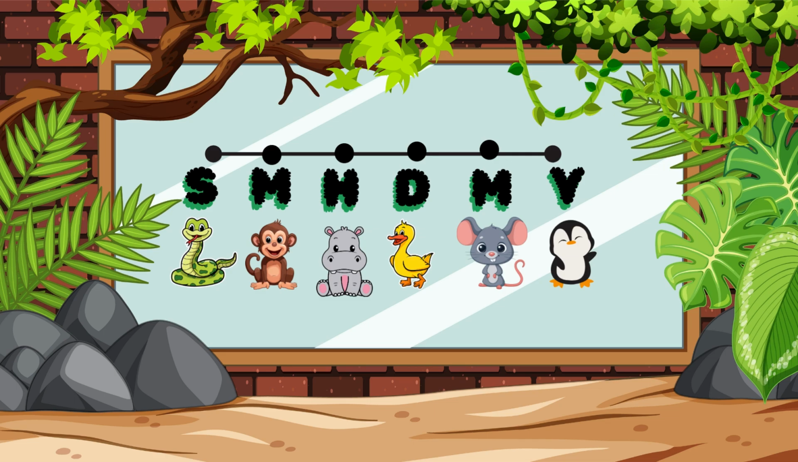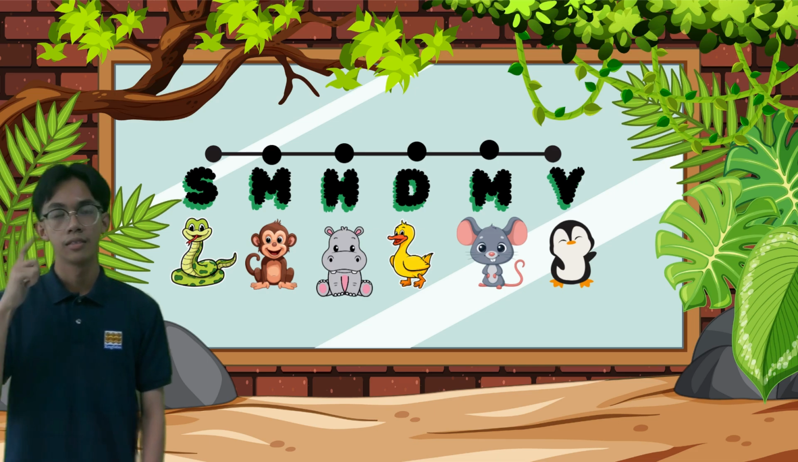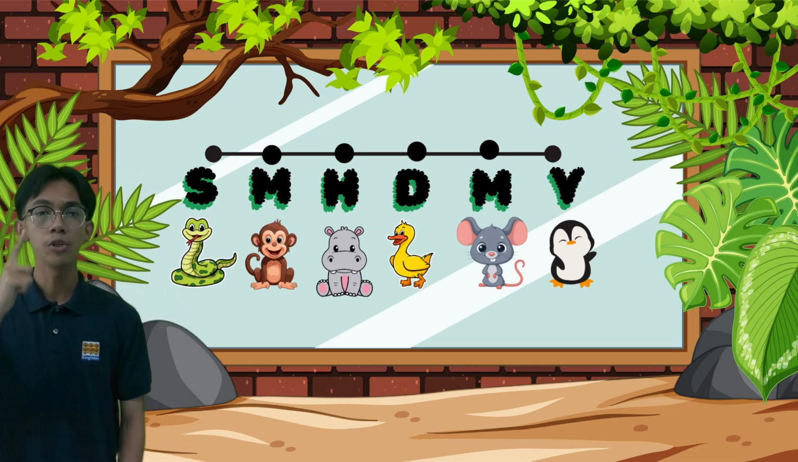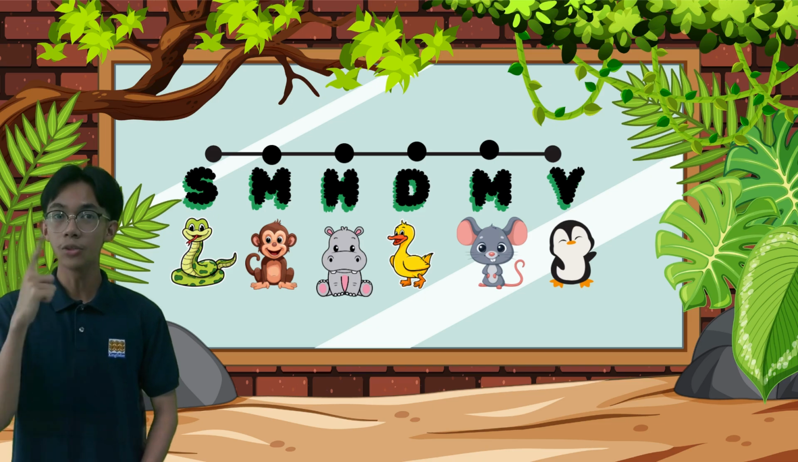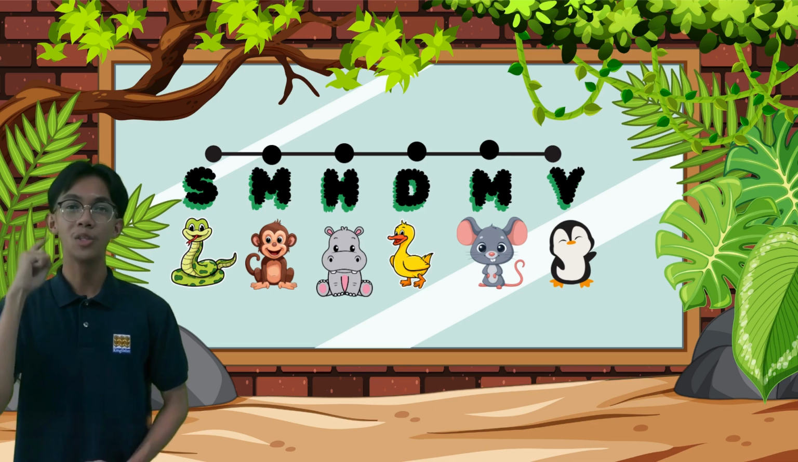Next, identify the unit you want to convert from and the unit you want to convert to, and identify the animal each is associated with. Here's how you convert time. If you go to the right in the Time Zoo, you divide. If you go to the left, you multiply.